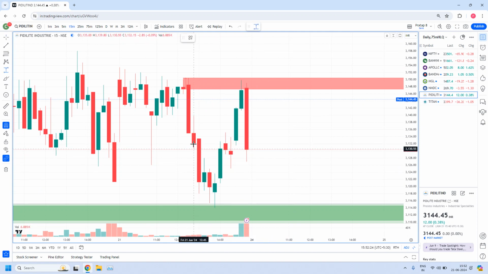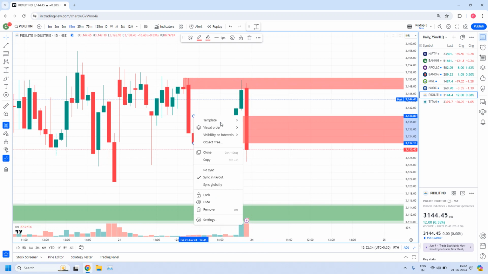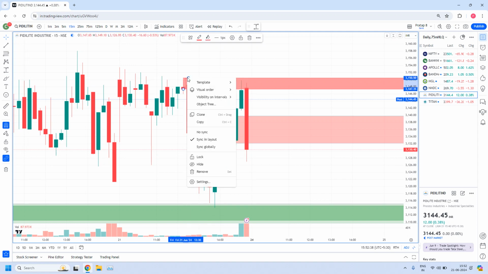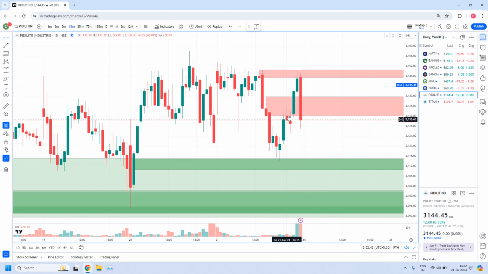Maybe some of you may say, here we have one more 15 minutes zone. Yes, here also you can exit. Actually, this is your first target. This is the second target. This is the 15 minutes zone. Here also you can exit. Still it is a good profit for you.